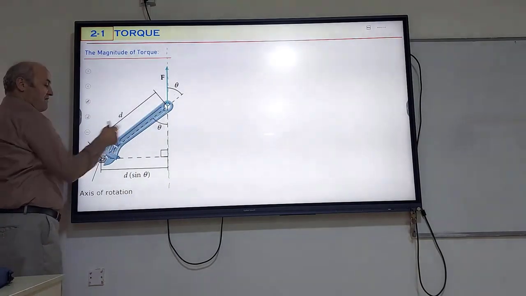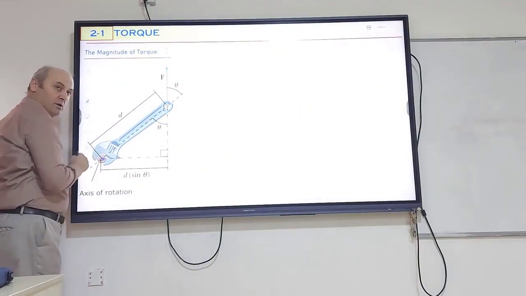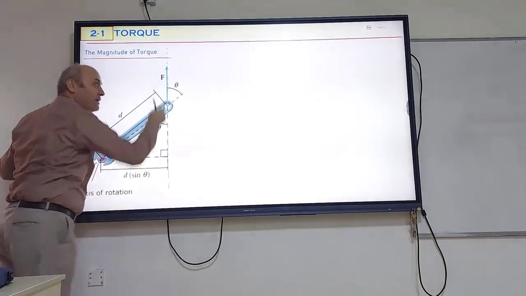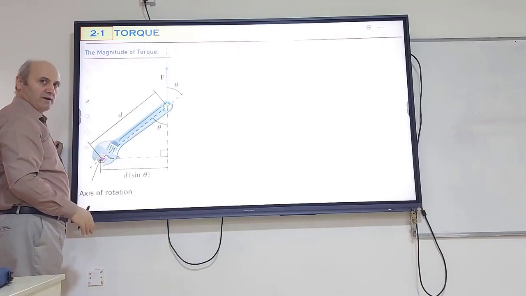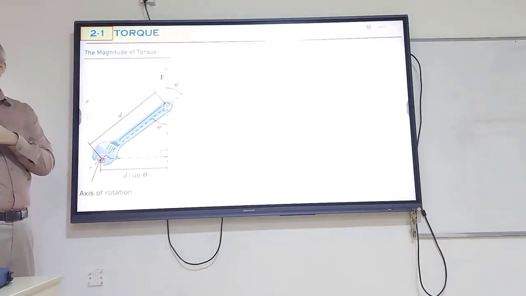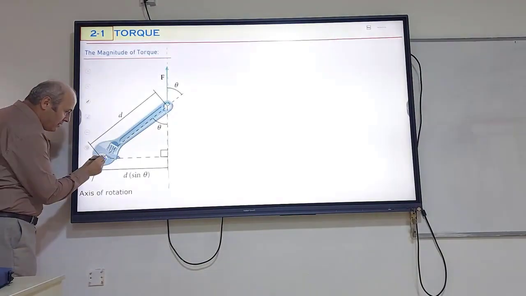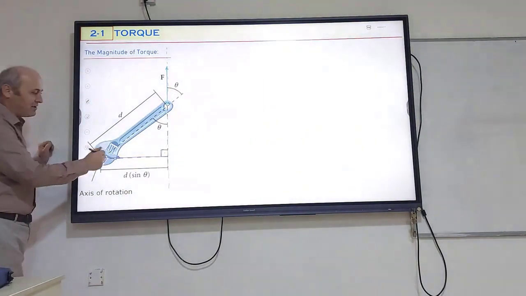Then start a line from the axis of rotation where the line is, and draw it perpendicular to this one. So this is vertical. If you want to draw a line perpendicular to the vertical, it must be horizontal, because horizontal and vertical are perpendicular to each other. So I will do that. This angle is 90. This is the linear arm.